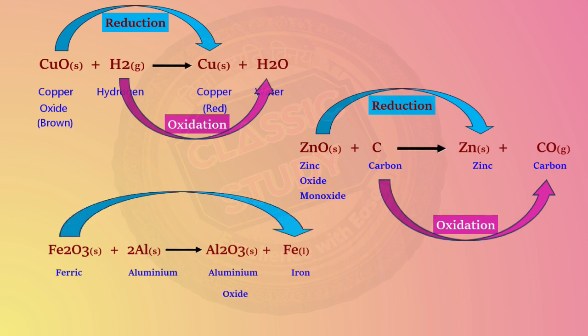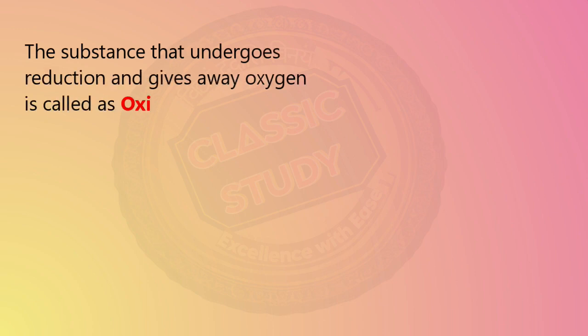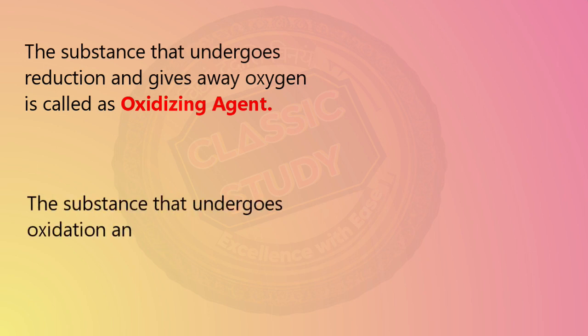Since iron has lost its oxygen and becomes Fe, it is said to have undergone reduction. And since aluminium has been oxidized, it has gained oxygen, it is said to be undergoing oxidation. So the substance that undergoes reduction and gives away the oxygen is called an oxidizing agent, and the substance that undergoes oxidation and gains the oxygen is called a reducing agent.